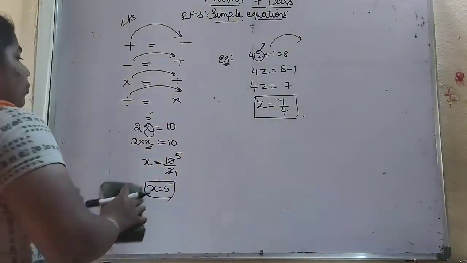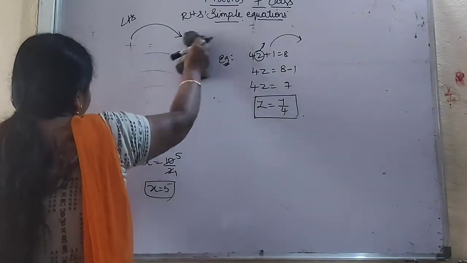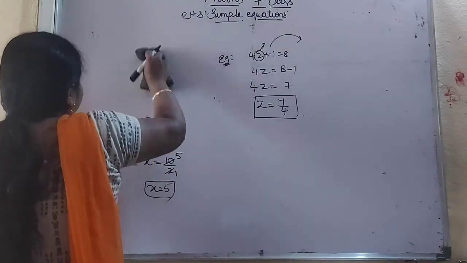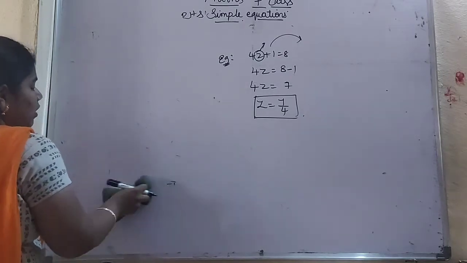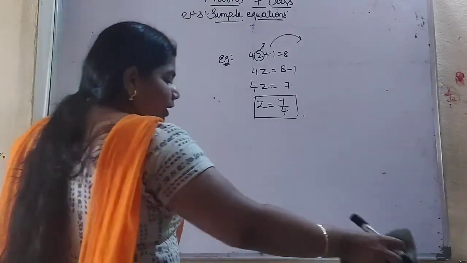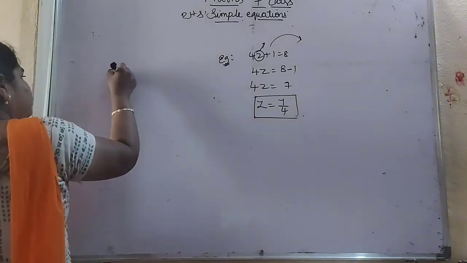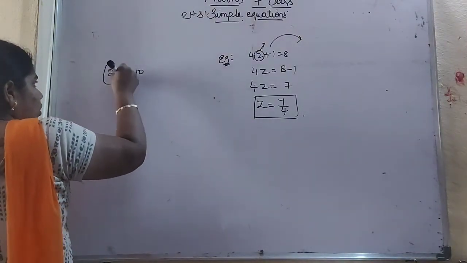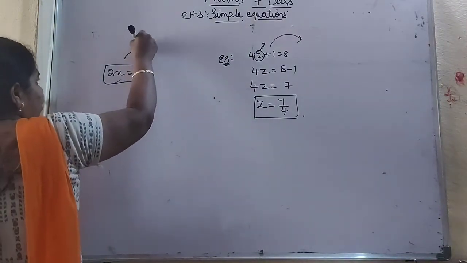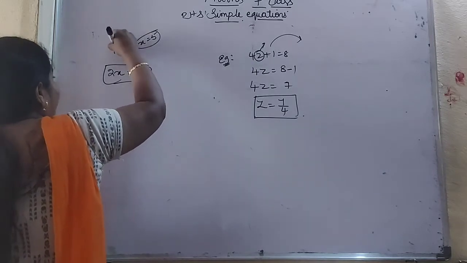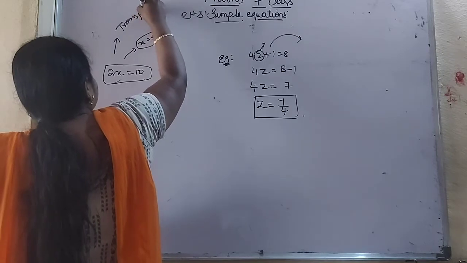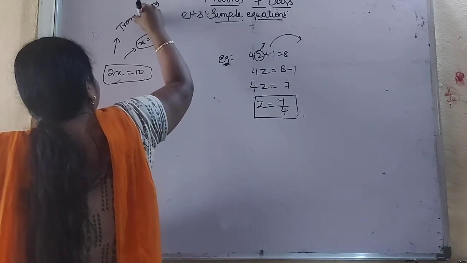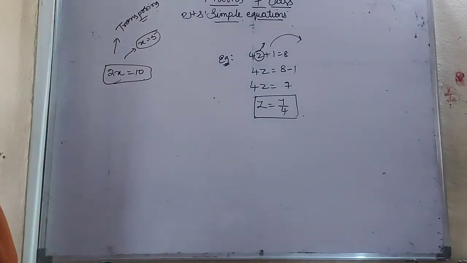Okay. One more method is there, that is called without transposing. Without transposing also we can find the values. So here I have taken 2x is equals to 10. After solving this 2x is equals to 10, I got the x value as 5. By which method? I did it with the transposing method.